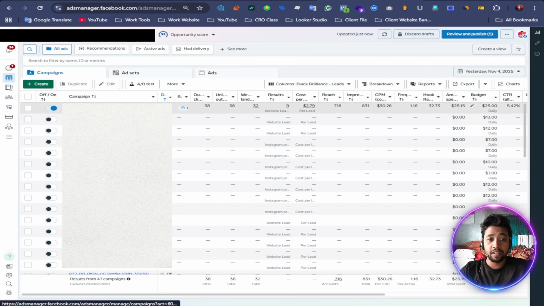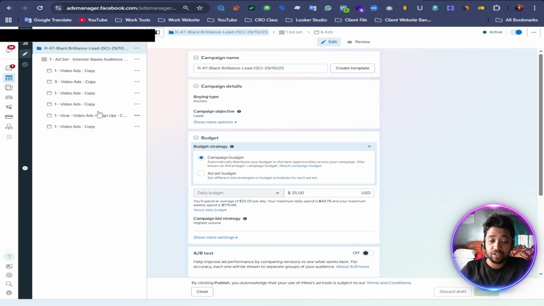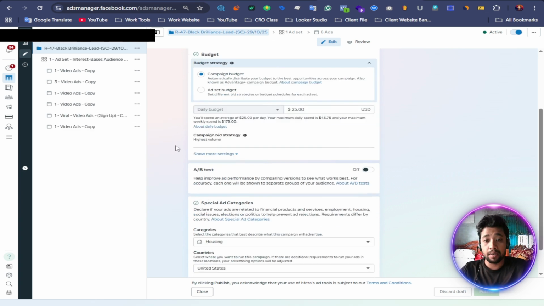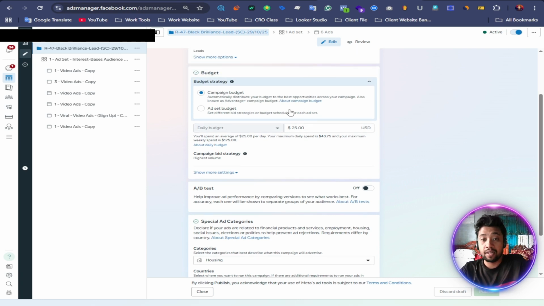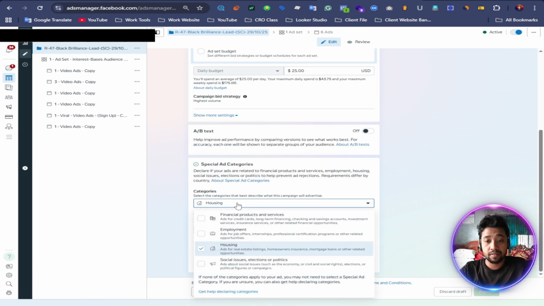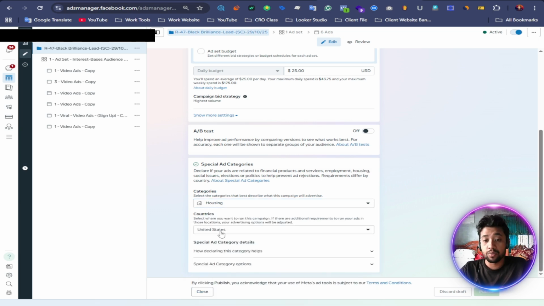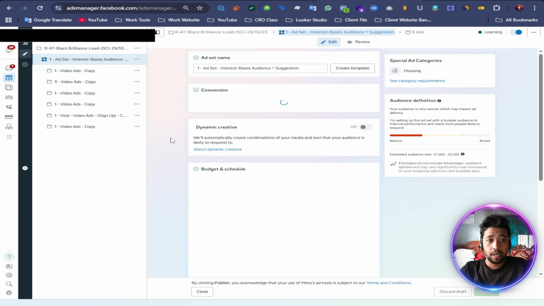Let's figure out what kind of campaign setup and what the total campaign strategy is for this campaign. So look at that. First of all, I write my campaign name, and for the second one, I use my daily budget of only $25, and that is our special category, services like housing. So that's why I select housing, and my targeted location is USA. That is my campaign level setup. And look at that, our ad set level setup.